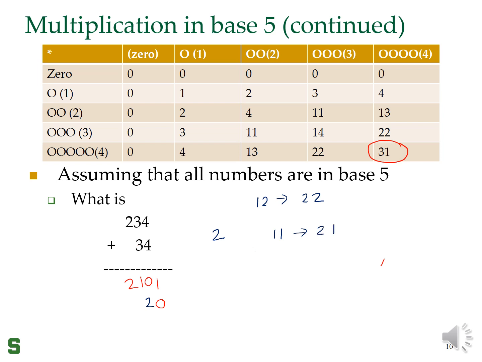Then I'm going to do 3 times 3, that is 9, plus 2, 11. That I'm going to write as 2, 1. Carry is going to be 2. 3 times 2 is 6. 6 plus 2 is 8. 8 is 1, 3. So I'm going to write a 3 and then a 1. And I'm going to add this. This will be 1. That will be 2. 1 plus 1 is 2. 2 plus 3 is 5, which is going to be like this.